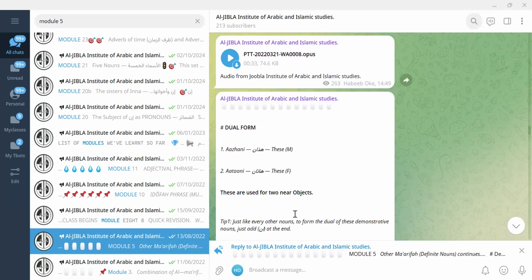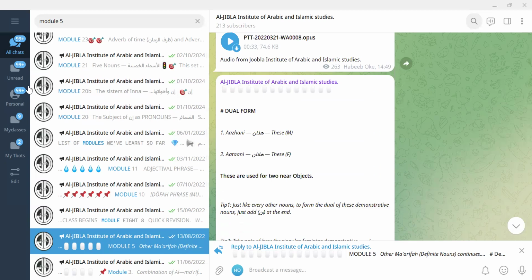Now let's look at the dual form. As we know, Arabic is number oriented. We talked about these categories of noun in terms of gender, in terms of number, and of course in terms of definiteness and indefiniteness. So we already know by now that Arabic is number and gender oriented. So we have the dual form of this: هذان. This is the dual form. هذا is the singular form, and so هذان is the dual form.